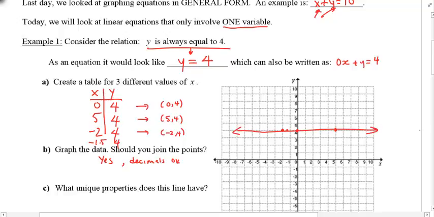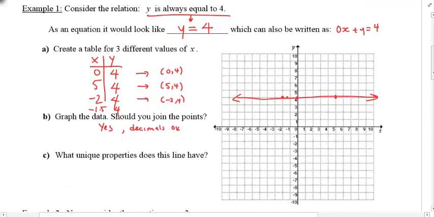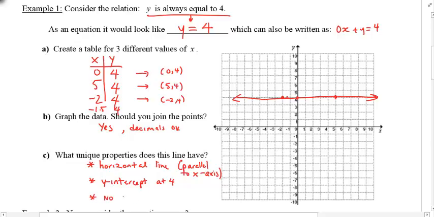Wow, it's a nice straight horizontal line. So what unique properties does this have? Yes, you're right, it's a horizontal line that is parallel to the x-axis. That's cool. Does it have a y-intercept? Yes, it does. That's where it crosses the y-axis, at 4. Does it have a horizontal or x-intercept? I don't see it, so no x-intercept. Those are some unique properties.